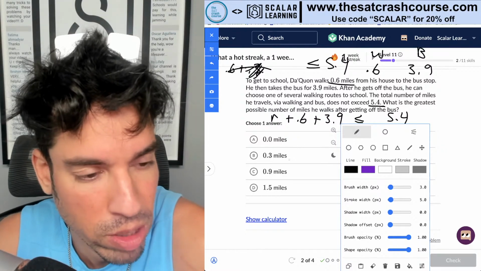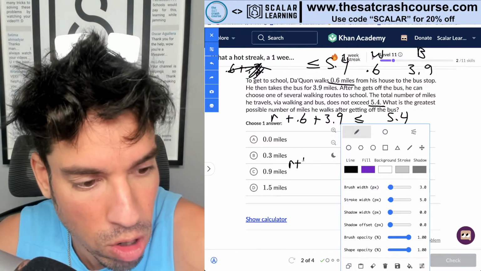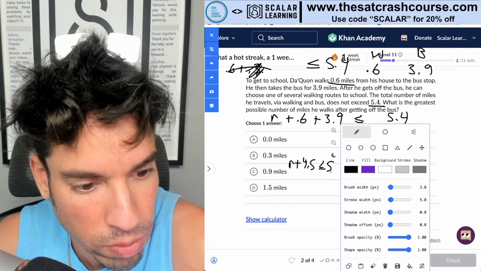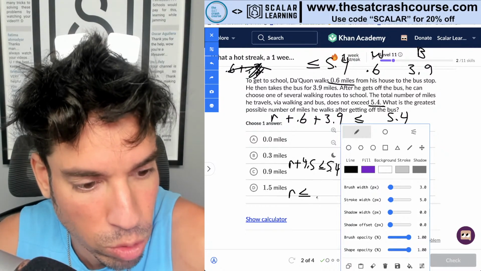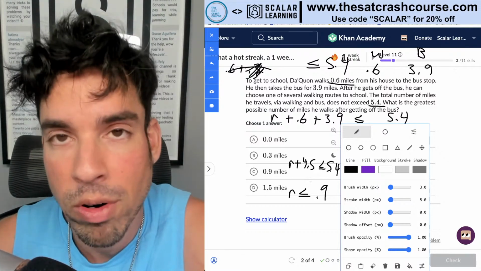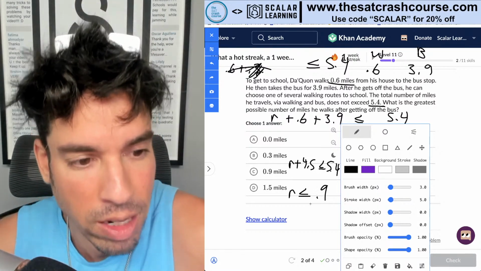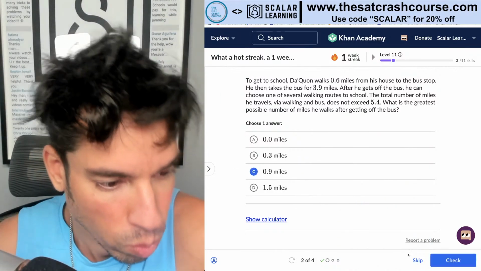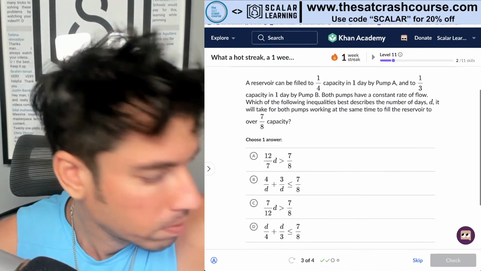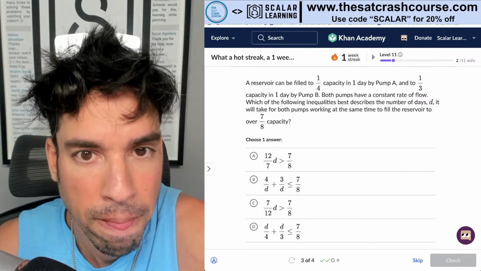So 0.6 plus 3.9 is 4.5. So R plus 4.5 is less than or equal to 5.4. Minus 4.5 from both sides. Let's do it mentally. R is less than or equal to 0.9. So if it's less than or equal to 0.9, the greatest amount would be 0.9. C is the winner. Done. Next.